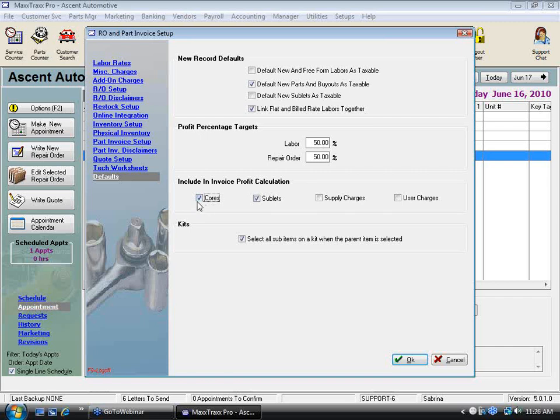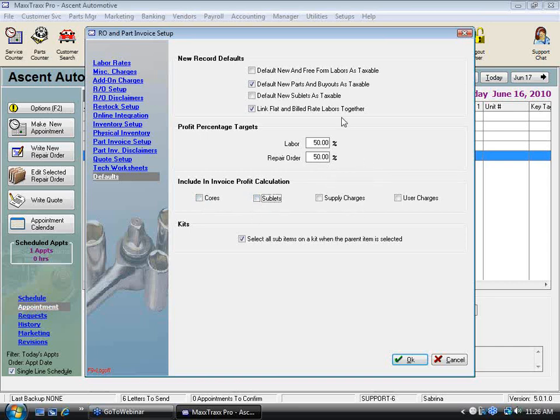And Rex, this does have a cost associated with it, right? Correct. So these are accurately reflected in that profit monitor, especially the sublets. If the sublets are done correctly through the purchase of them, then they will have that. And you're right, you're typically not going to mark those up at the same percentage that you do your other labor or your parts. So you would have to adjust your overall repair order target down a little bit if you do a lot of sublets. Right, so I've seen it both ways.